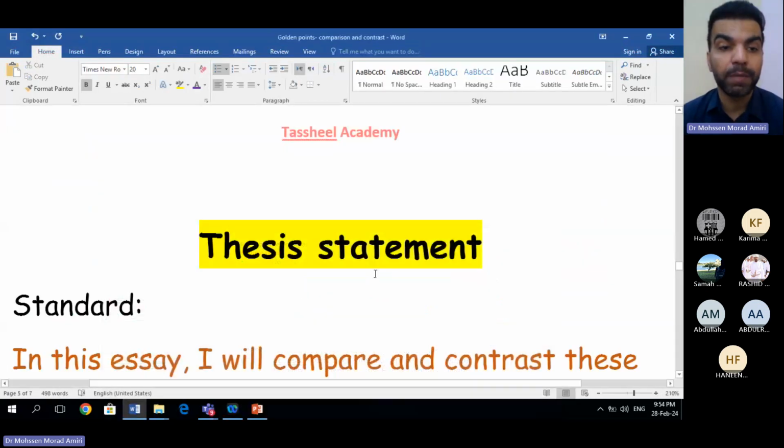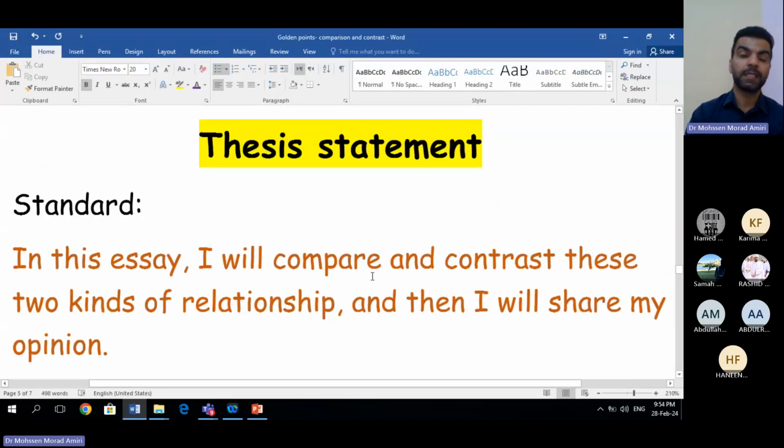Then we come to the body paragraph. But before we come to the body paragraph, let me show you the thesis statement in two ways. Today you will learn it here. I will not teach you the body today. Don't worry, in just 5-10 minutes we are done. So how to write the thesis statement in a better way.